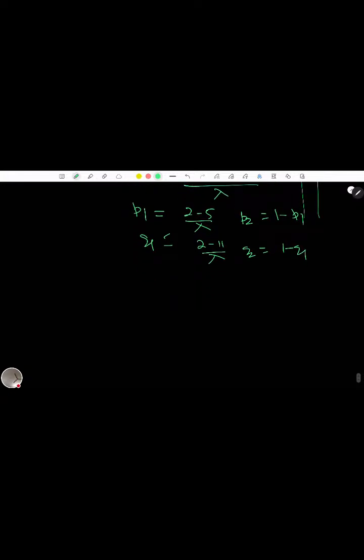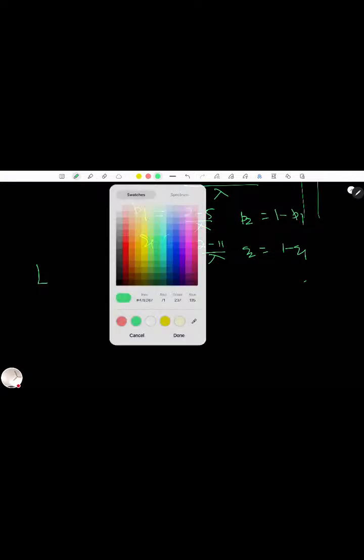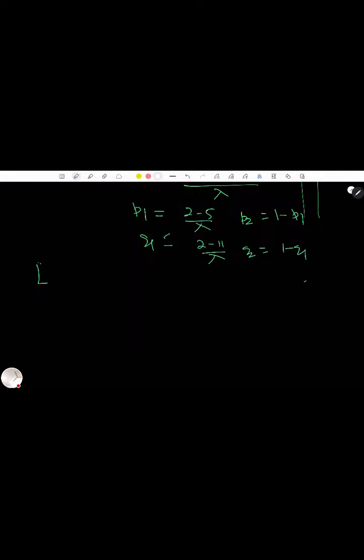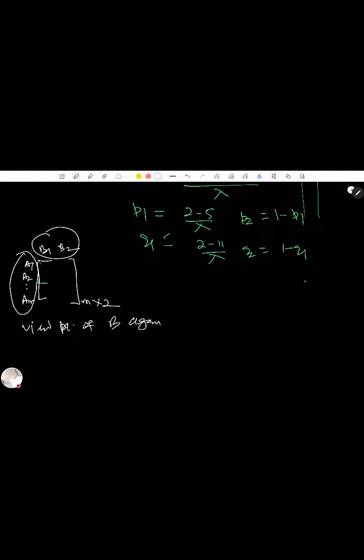Now similarly, if you are given an M cross 2 matrix, with A1, A2 up to AM, but only B1 and B2, then we have to dominate from the viewpoint of B against A. What is the objective? It is the minimax value.